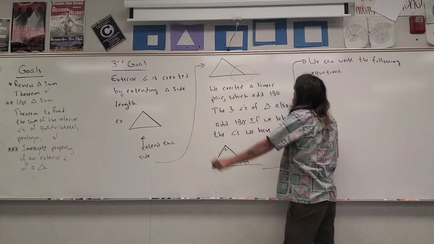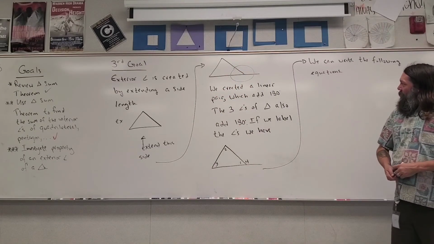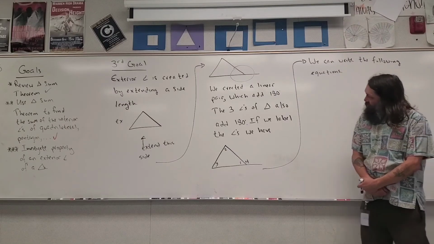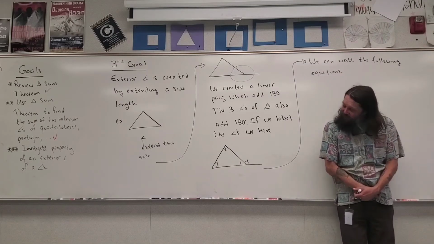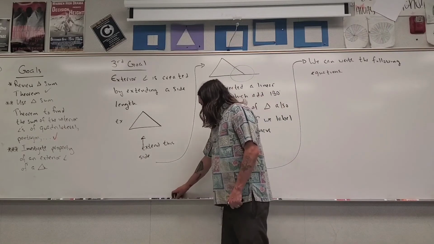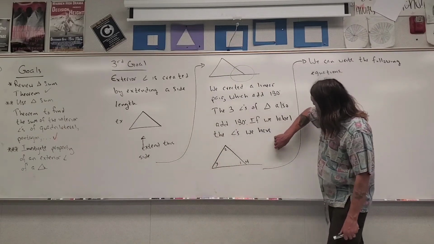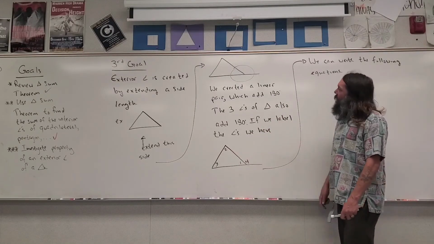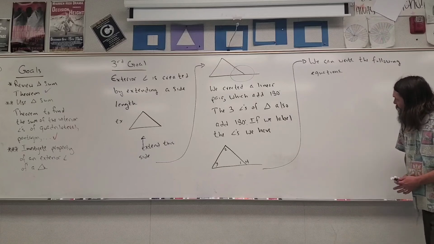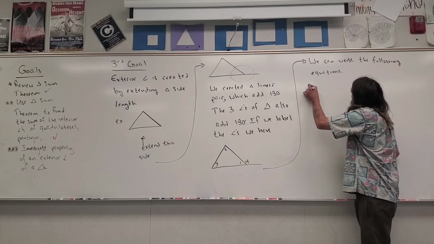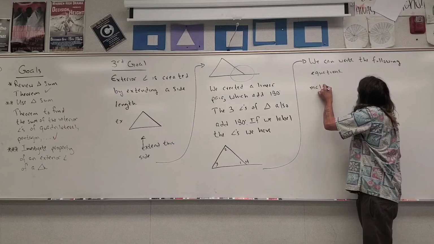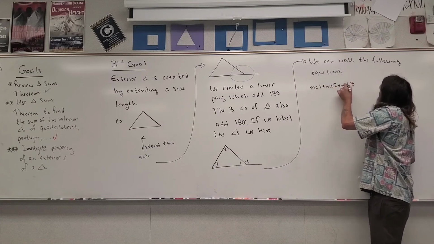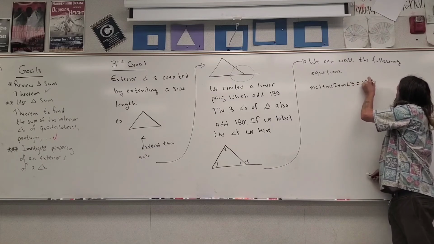This is a linear pair, which adds to 180 degrees. By the way, the 3 angles of a triangle also add to 180 degrees. Do you see how I'm setting up the transitive property? It's coming up. So if we label the angles, we get angle 1, 2, 3, and angle 4. Angle 4 is our exterior angle. We can write the following equations. I can say the measure of angle 1 plus the measure of angle 2 plus the measure of angle 3, those add to 180 degrees.